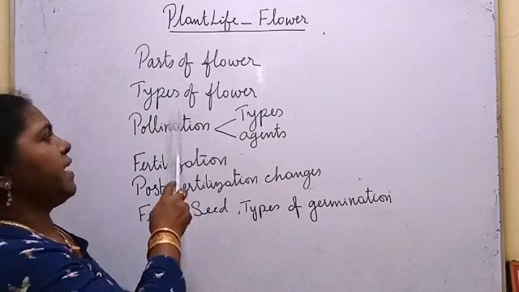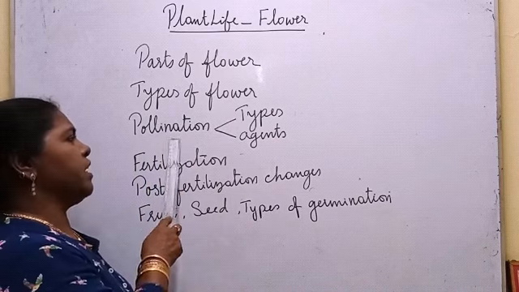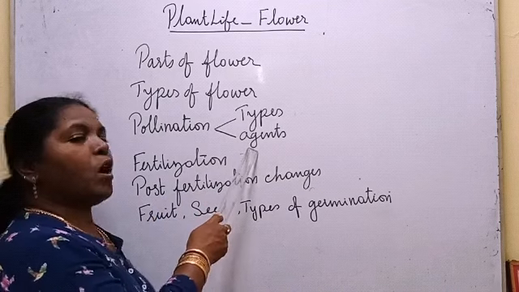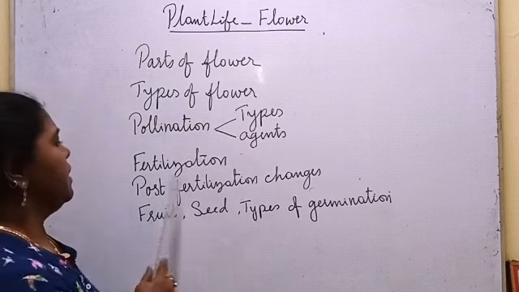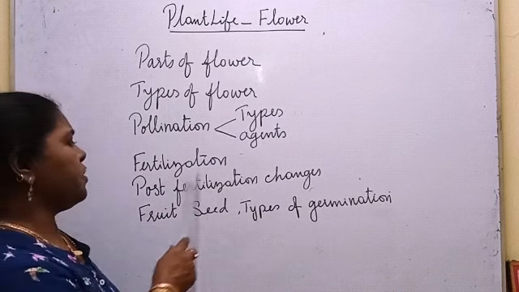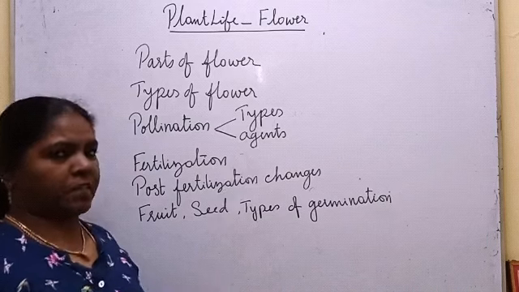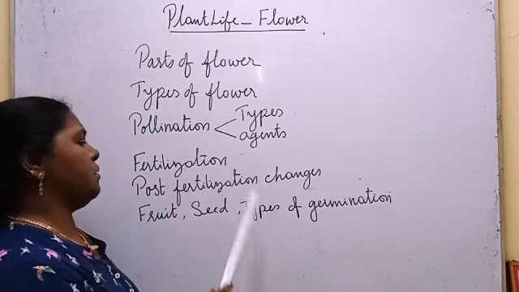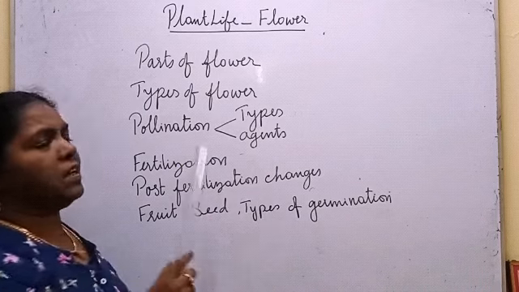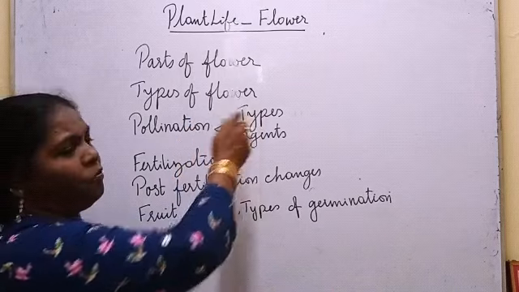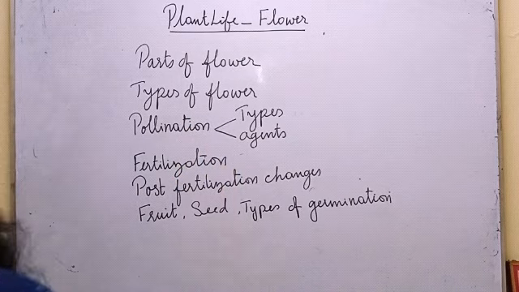Parts of the flower, types of flower, pollination, types of pollination, and what are the agents of pollination, fertilization, how fertilization takes place, then after fertilization what are the changes that take place in the flower, then structure of the fruit, structure of seed, and types of germination. All these things we will be having in the second lesson, plant life, flower. Okay?